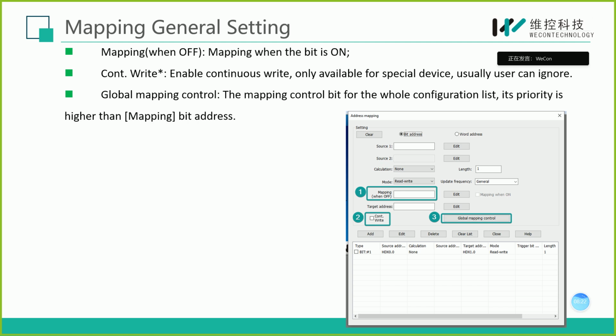And the global mapping control. Global mapping control byte is a byte address, and there is a four-configuration list, and its priority is higher than mapping byte address. So after configuring it, it must be set on first, and then mapping will start. And I will show it in my project too.